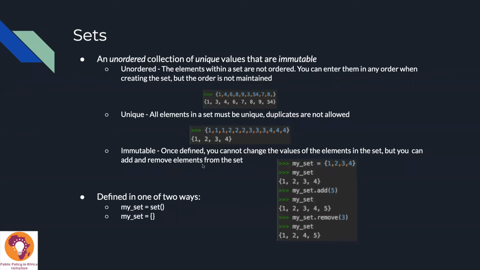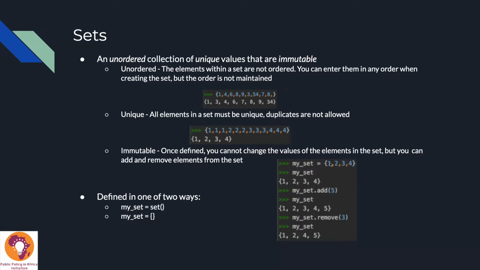So immutable. Immutable means that once it's defined, you cannot change the values of the elements in the set, but you can add and remove elements from the set. So I create a set here. I call it my set. I'm assigning my set the value of the set 1, 2, 3, 4 here. So my set now contains the values 1, 2, 3, and 4. I output it into the console here, and I just get 1, 2, 3, 4 back.